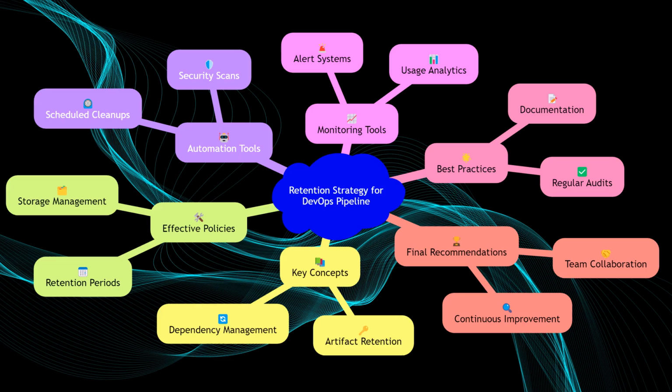In conclusion, a well designed retention strategy for pipeline artifacts and dependencies is essential for maintaining an efficient and secure DevOps pipeline. By understanding the key concepts, implementing effective policies, and leveraging automation and monitoring tools, you can optimize your pipeline and ensure that it meets your organization's needs. We'll summarize the best practices discussed and provide final recommendations for implementing a successful retention strategy.